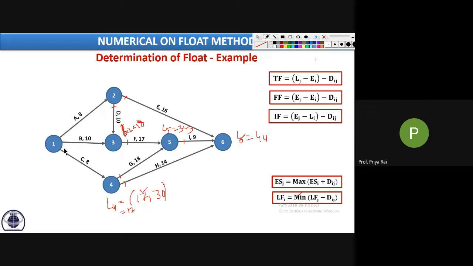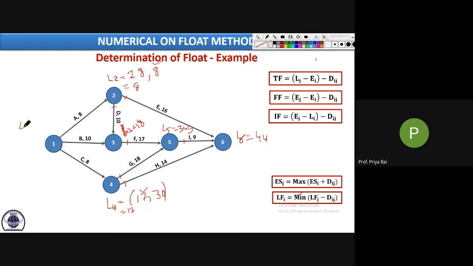Now which one? 2 or 1? 2. Okay, so L2 again, see, two arrow tails, one from 6, one from 3. When it is coming from 6, this is 44 minus 16. How much? 28. And when it is coming from 3, L3 is 18. 18 minus 10, 8. Right? L3 is 18, 18 minus the duration, for this arrow it is 10. So 8. So the minimum is 8. So L2 is 8.